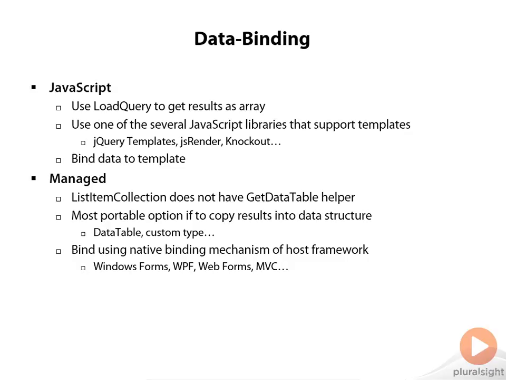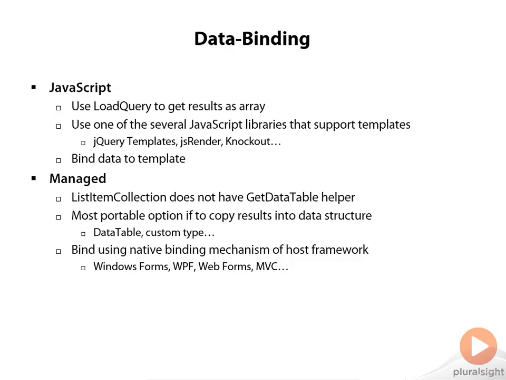In the last section, we took the result set from the CAML query and we rendered it to the UI by iterating through the items. It's generally a lot less code if instead we use some kind of data binding mechanism. If you're using the JavaScript client object model, you can use one of the several third-party libraries that support templating. jQuery templates, JSRender, Knockout, these are just a few examples of the libraries we could use. In our example, we're going to use JSRender.